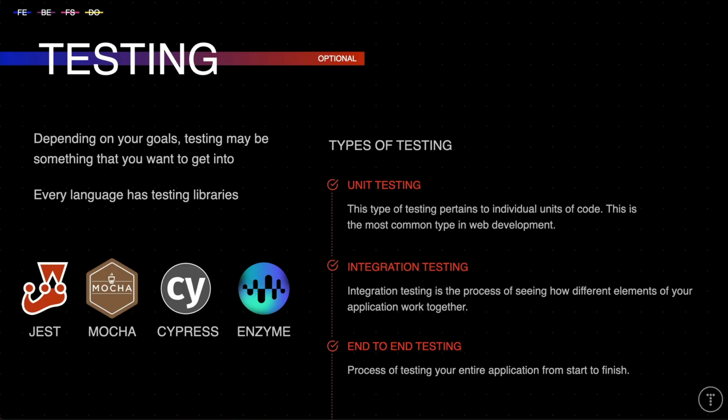But I think it's a good idea to at least see how testing works, check out some of the libraries and some of the different types of testing. As far as the different types, there's a lot of them, but I'd say the most common are these three. You have unit testing. This is where it pertains to individual units of code. This is probably the most common type in web development. Then integration testing is the process of seeing how different elements of your application work together. And then you also have end-to-end testing, which is the process of testing your entire application from start to finish.